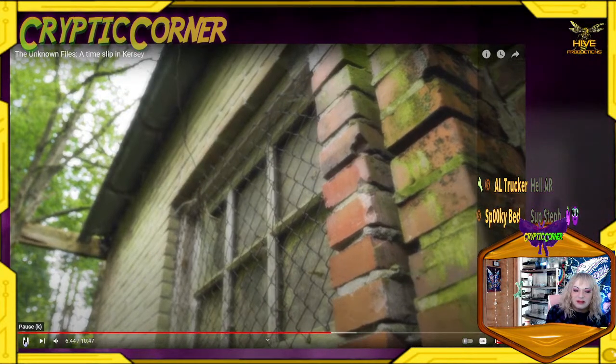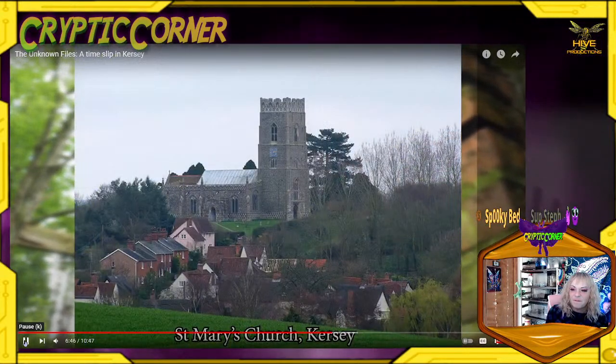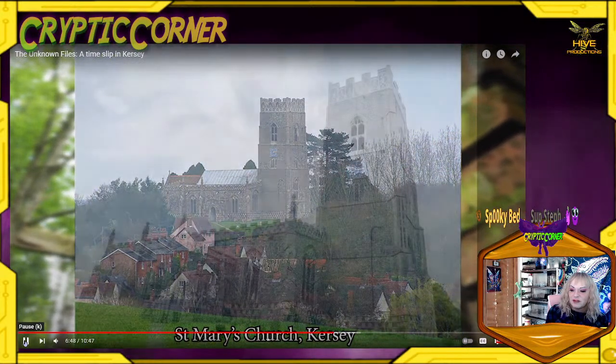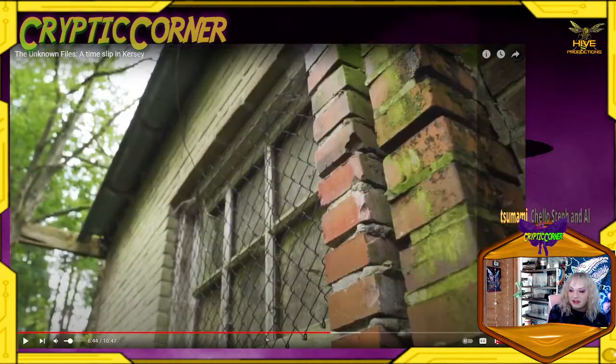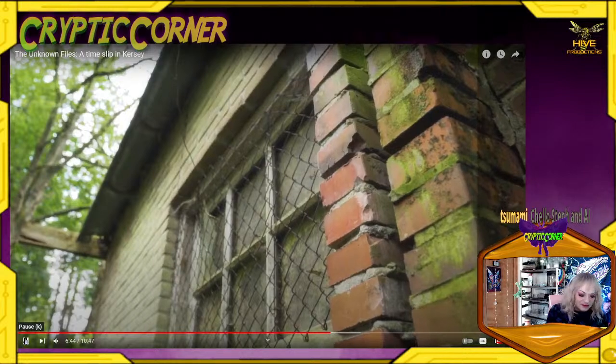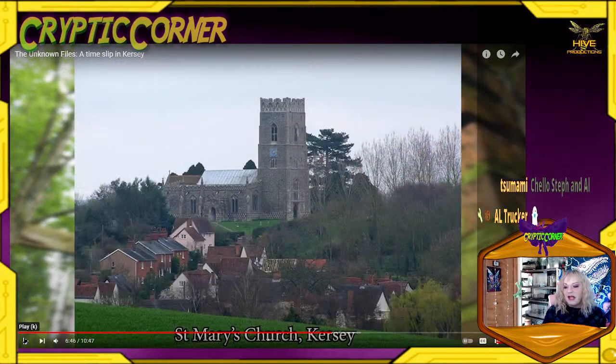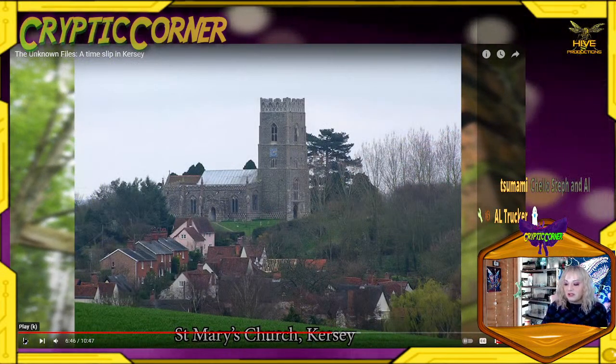The smoke also stopped. Then they went to search for the church they had heard, scanning above the abodes. That's good, I like that. This actually looks like the village, right? St. Mary's Church in Kersey.